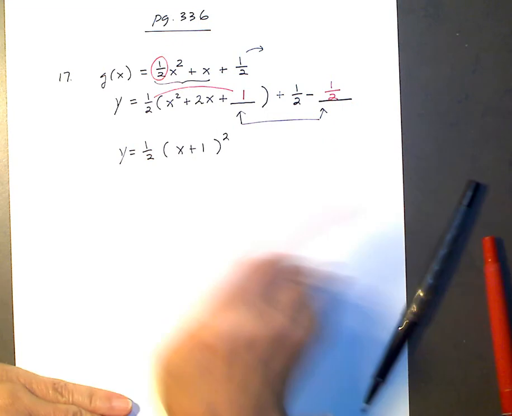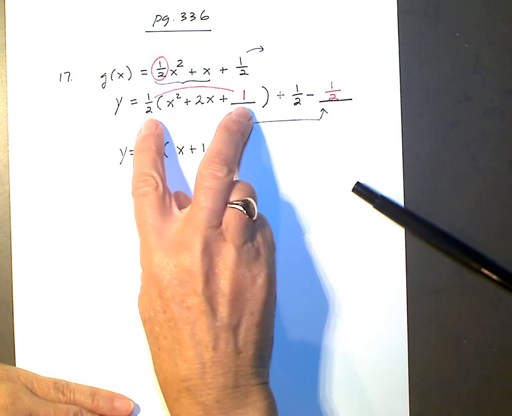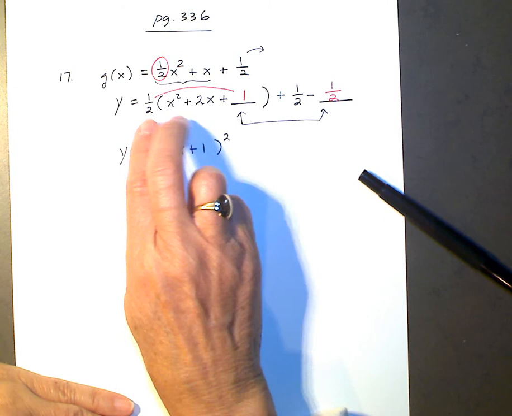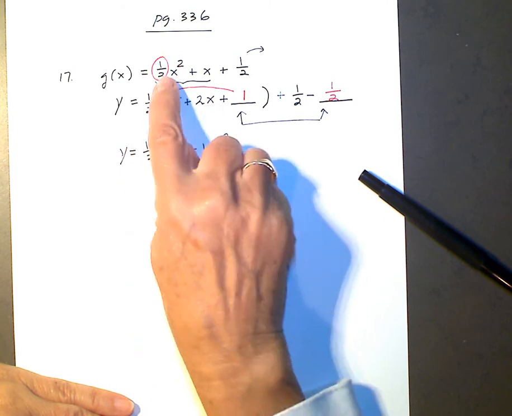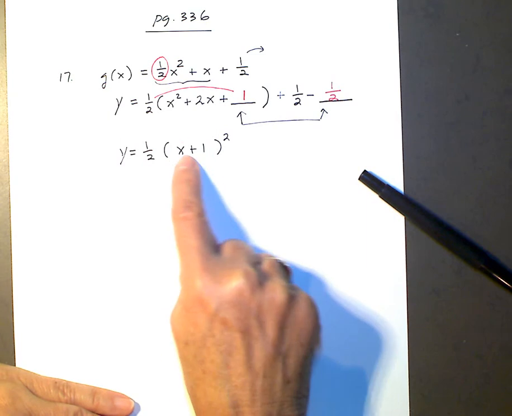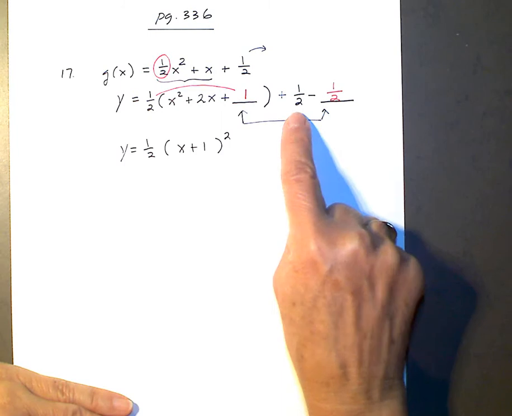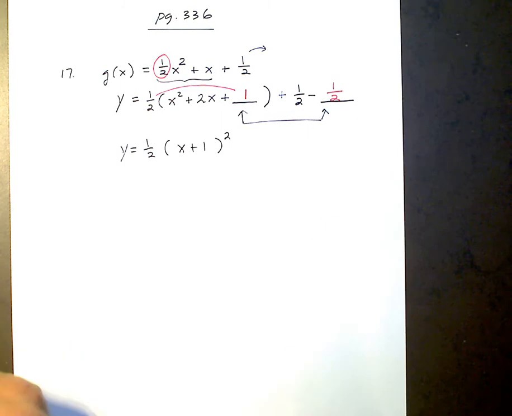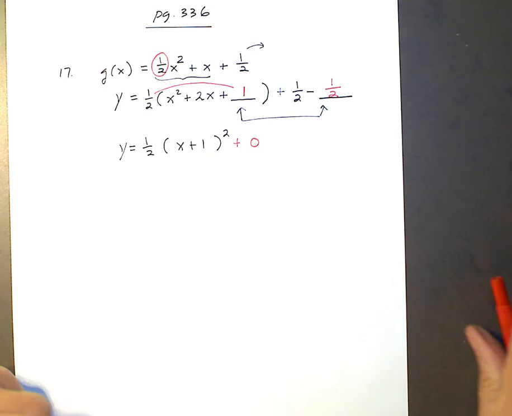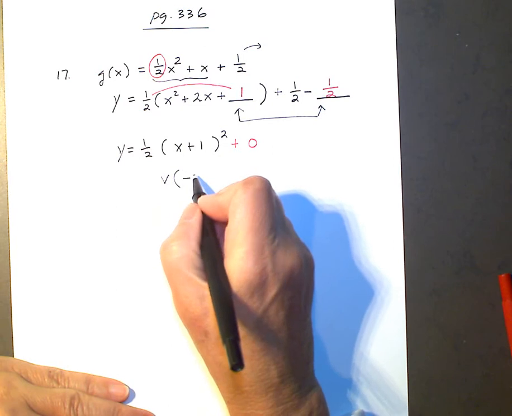So this equation is still equivalent to that because I added a half and I took away a half, and I still have the x squared, half x squared, half of 2x are these two terms, and then 1/2 out here. And then this binomial is equivalent to this perfect square trinomial. Now plus 1/2 minus 1/2, that's just going to be basically like an invisible 0. So naming the vertex now from that, the vertex will be at -1, 0.